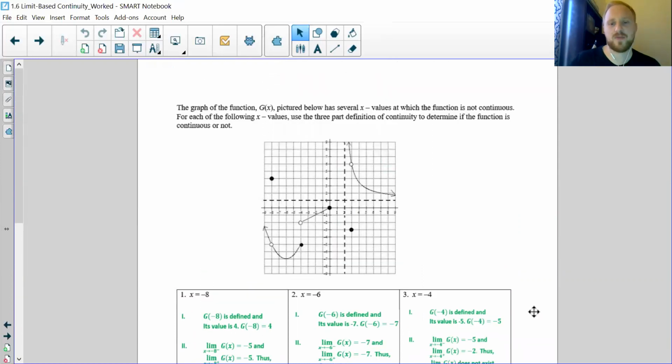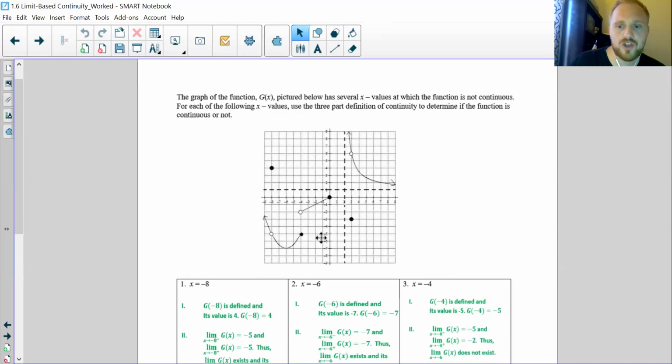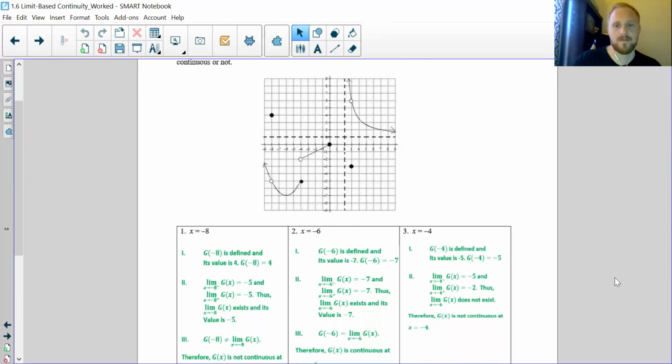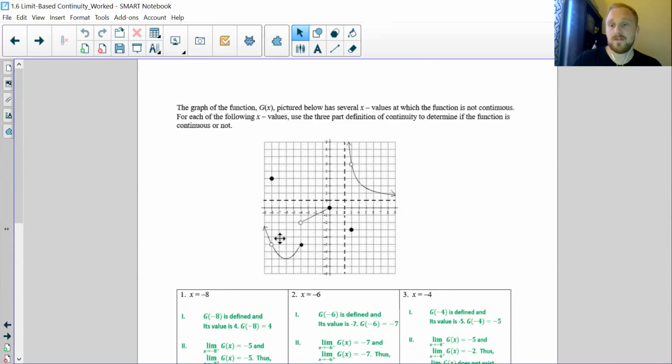Now let's go to the last one here, x equaling -4. So x equaling -4, it is defined. It's right here at -5. g of -4 is equal to -5. But let's see if the limit exists.